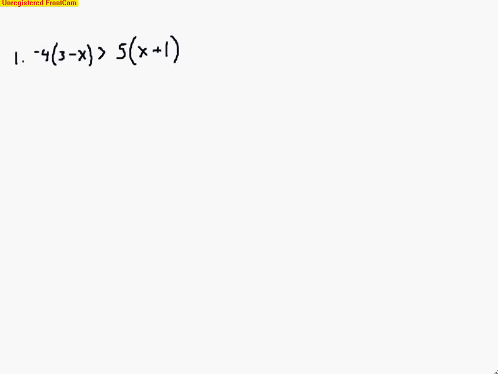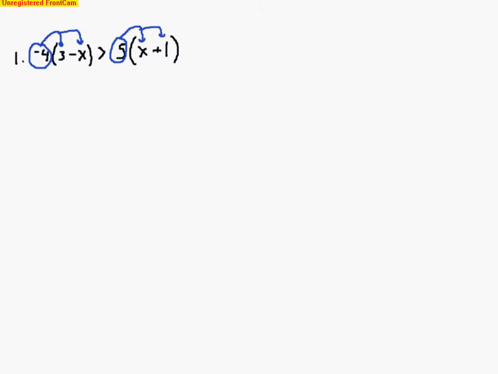Today we're going to be solving inequalities with variables on both sides, but we're also going to have to clear parentheses first. So here's a problem where we've got two sets of parentheses, one on the left and one on the right. The way we're going to do this is we're going to take this negative 4 and multiply it over this subtraction. And we'll take this 5 and multiply it over this addition.